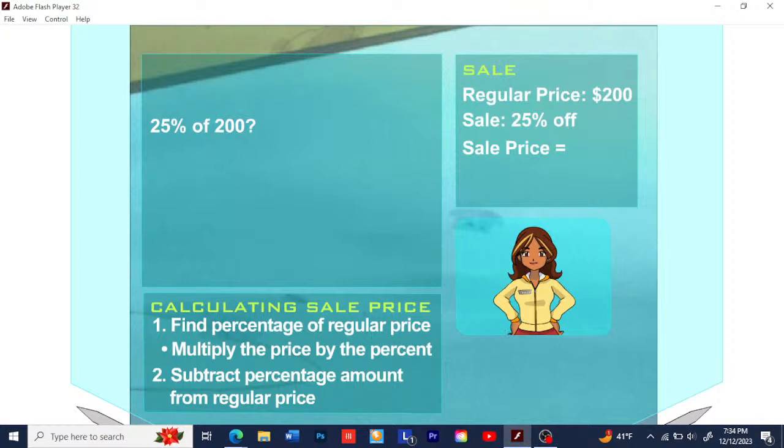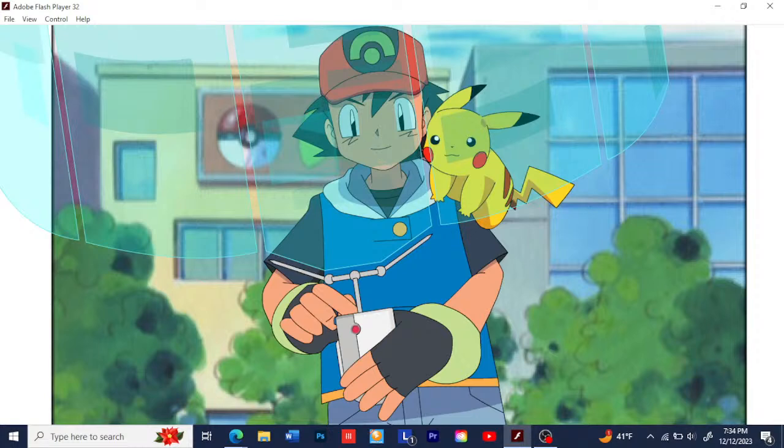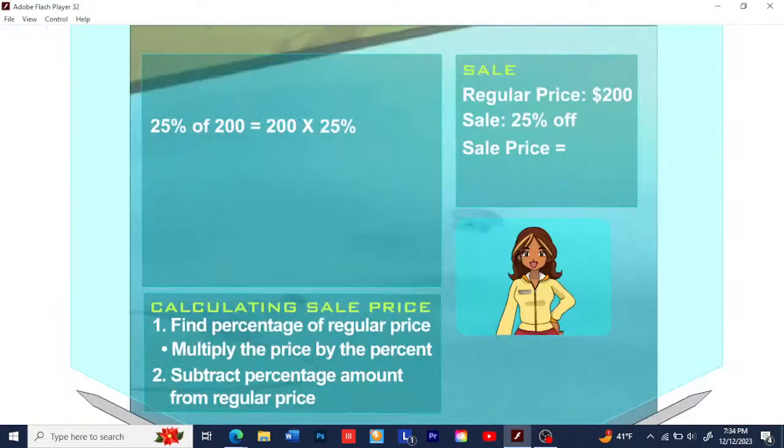How do you find the percentage of a number? Oh, you multiply the number by the given percent. Right. 25% of 200 is the same as 200 times 25%. But how can I multiply a percent? Percents can be written in different ways. I usually change the percent to a decimal.